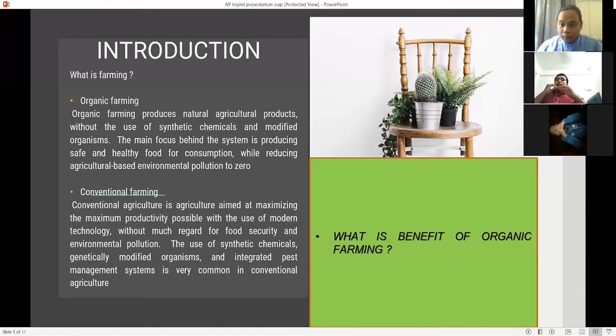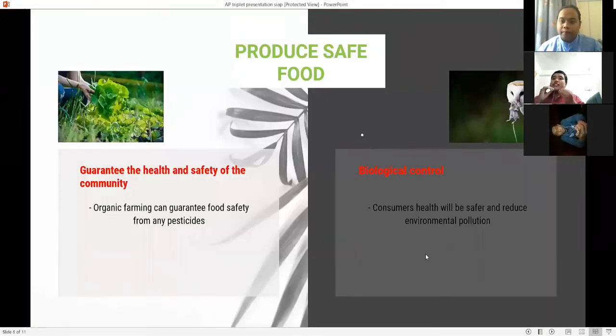Okay, from this information, it shows that vegetables and fruits that are produced from organic farming are healthier and actually more expensive because there are many benefits of organic farming. So, related to our topic, today we want to present the benefits of organic farming. So, let's look into the first main point. The first main point is produce safe food.